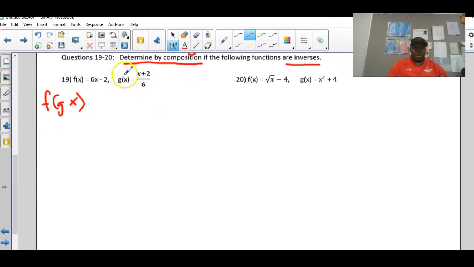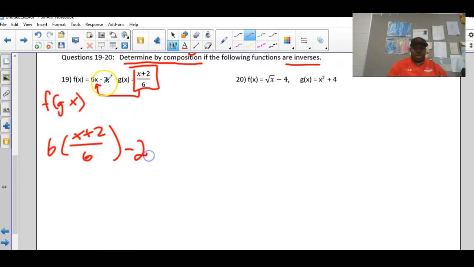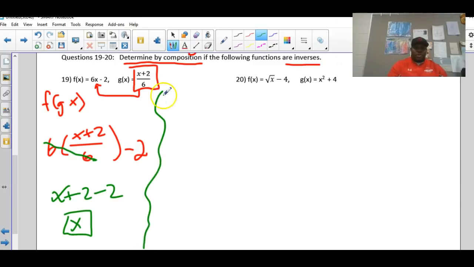F of g of x, meaning I'm going to put this function in place of this one. So I go 6 times this, which is no longer x, is now this, (x plus 2) divided by 6, minus 2. That's minus 2. Here's what happens. So I'm left with x plus 2 minus 2. So now we have positive 2 minus 2. That's 0. So I'm left with x.